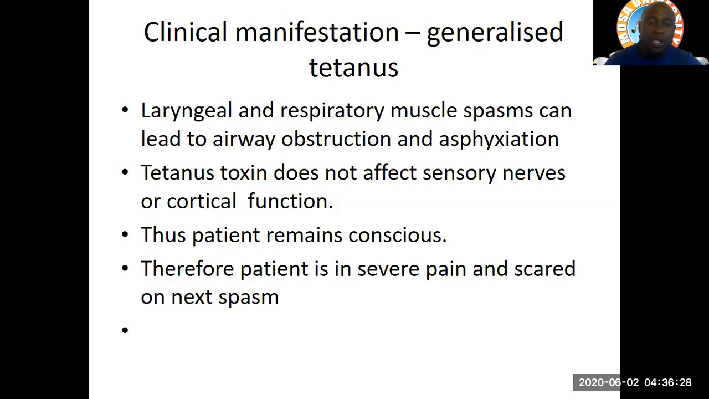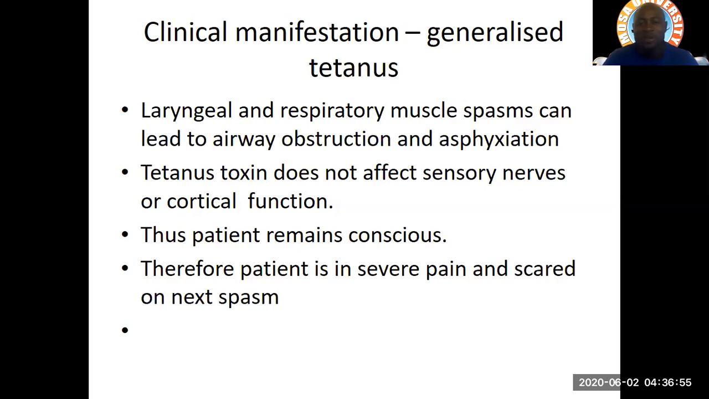So we'll continue. Also, you find that since it's generalized, which means the majority or a lot of the body parts are being affected, the laryngeal and respiratory muscle spasms will lead to asphyxiation. This asphyxia will come about as a result of the obstruction of the airway. So once it is spreading, we know that in the laryngeal area there are muscles.